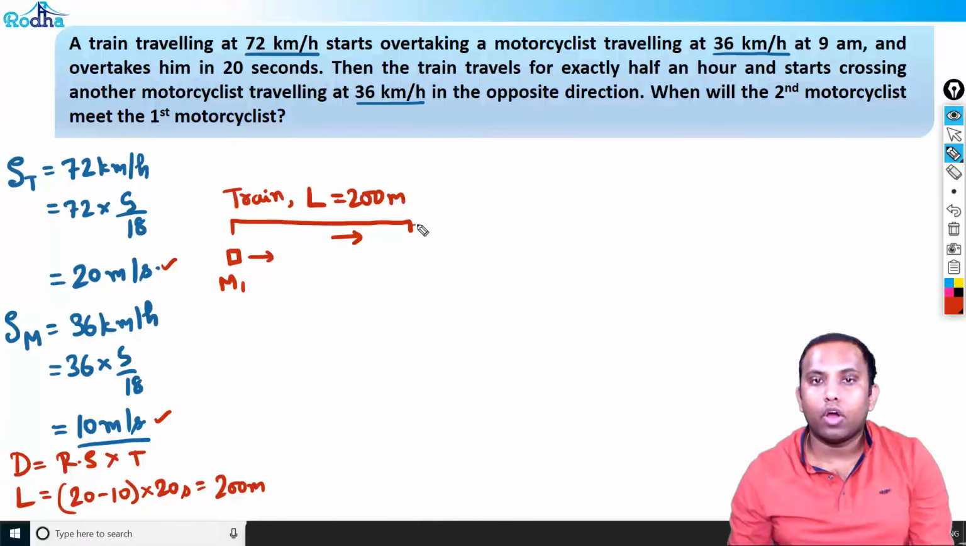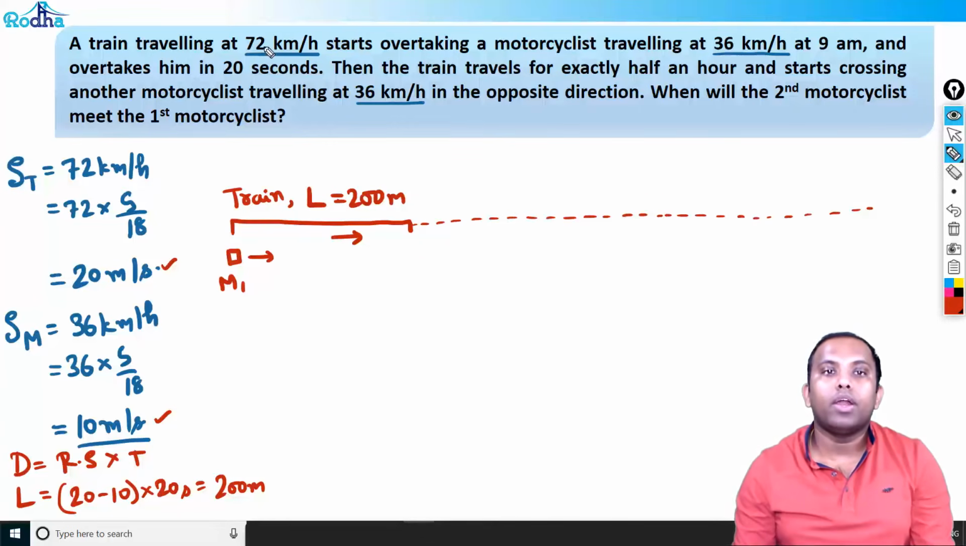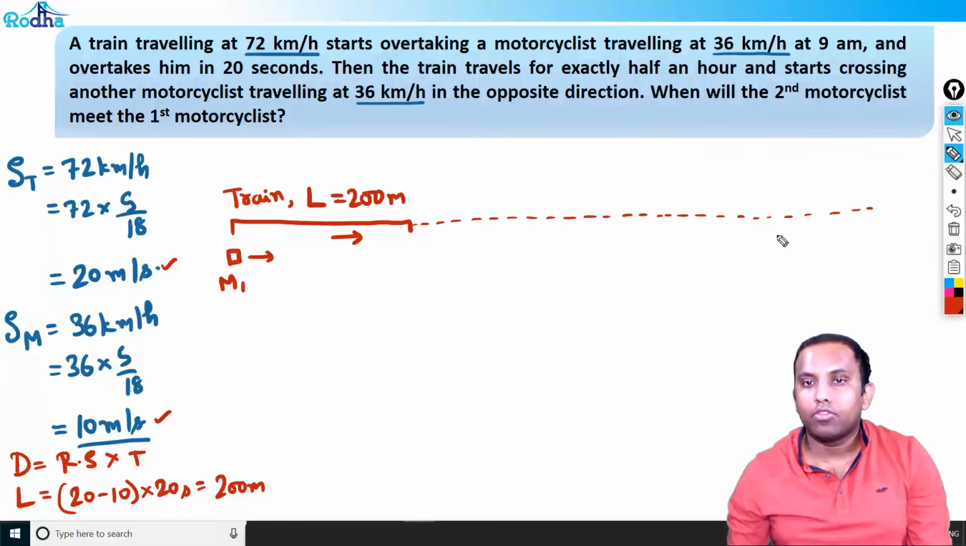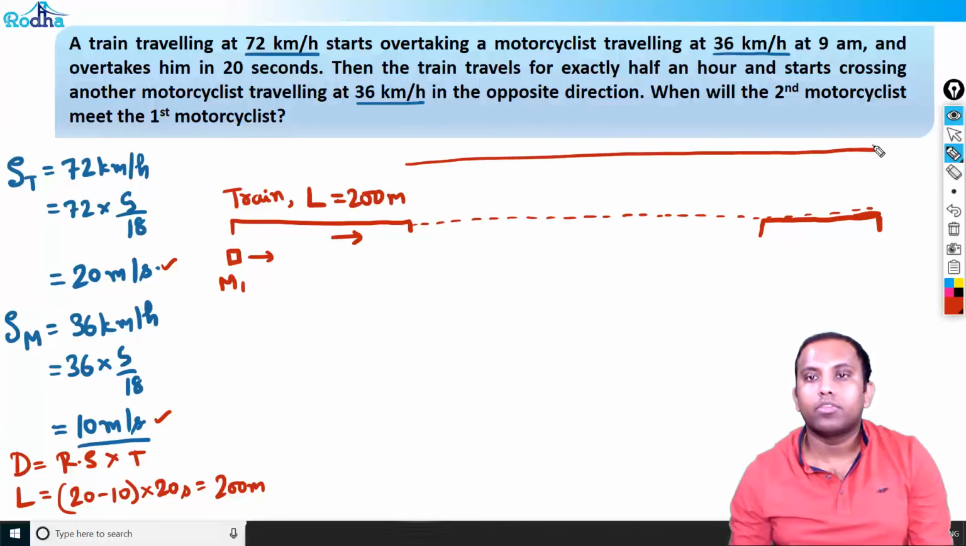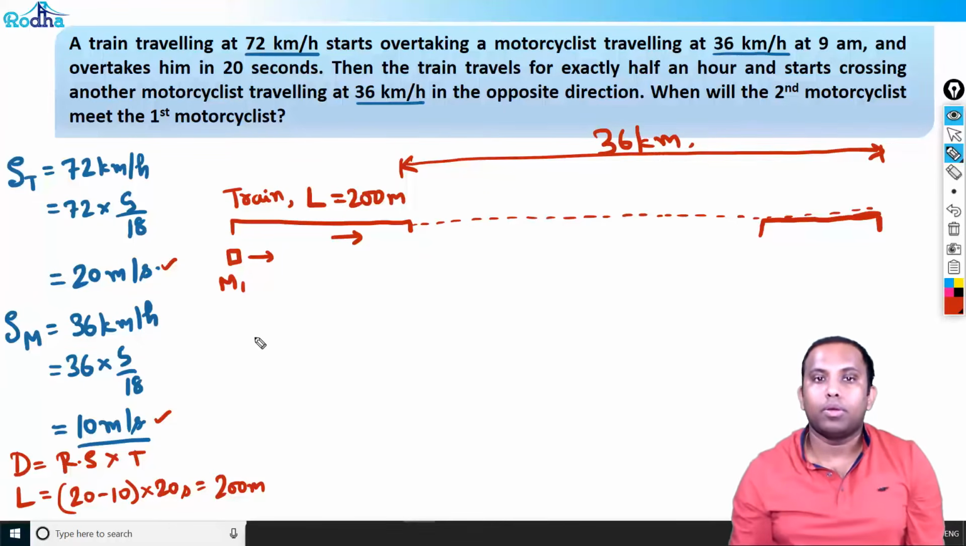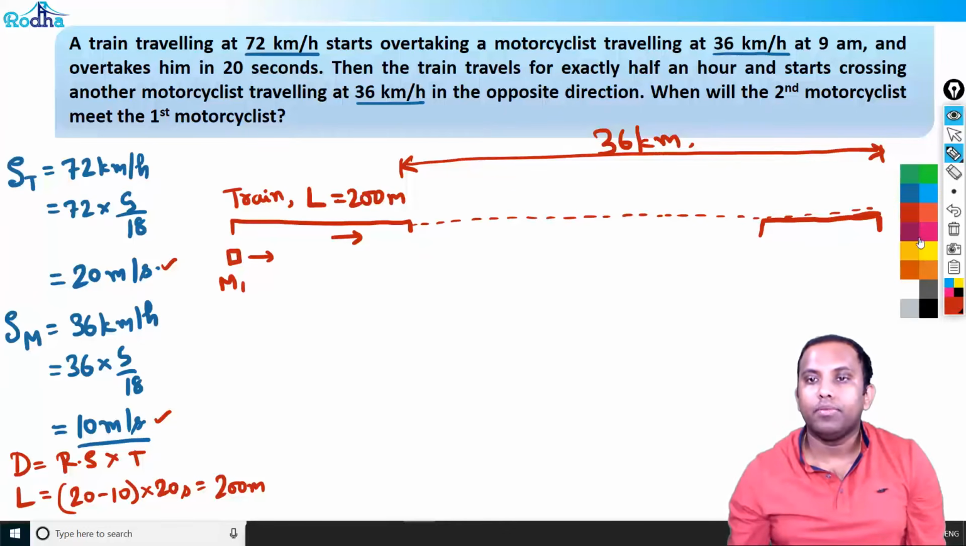Now, the train traveled for half an hour, right? In half an hour, how much will the train travel? In 1 hour, the train travels 72 km, so in half an hour the train will travel 36 km. Let's say this is the situation of the train right now. The train reached here, and this whole distance is 36 km. So the train has reached here now. This is the new position of the train.